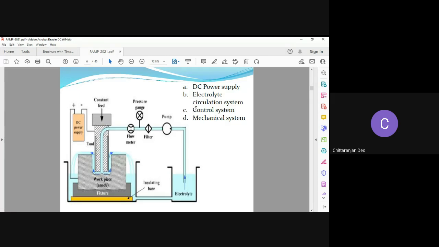Mechanical system consists of a table or a framework, enclosed, means it prevents the electrolyte from spilling, enclosing the workhead. The tool is also part of the mechanical system.